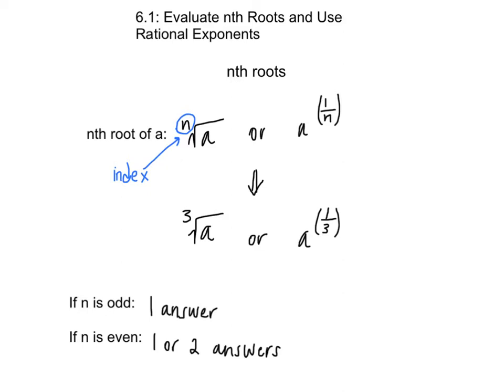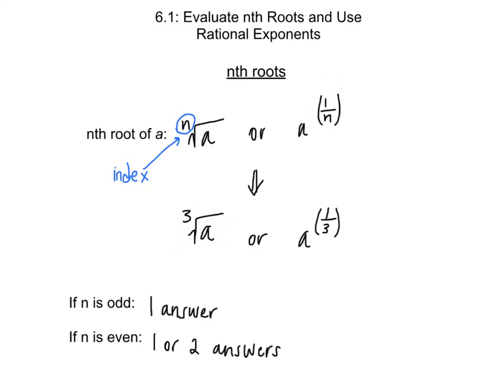So, an nth root, we have the nth root of a. This has the form of a radical, and n is the index of that radical. This can also be a raised to the 1 over n. So, with numbers, we have the cube root of a, or we can have a raised to the 1/3.